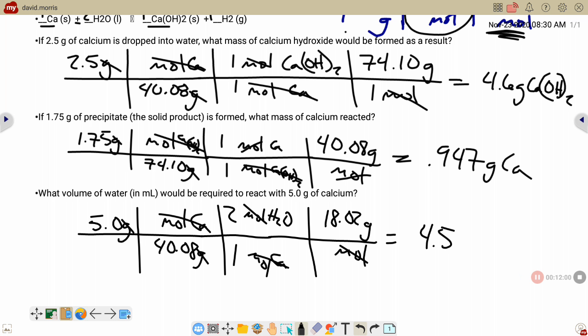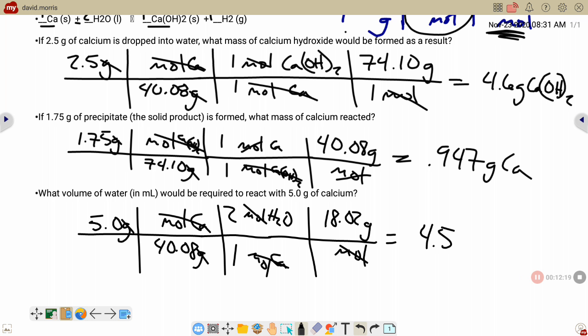Could ask for milliliters, right? So do I really have to convert it? We talked about density of water already, didn't we? We talked about density in the very first chapter, right? Density of water is exactly 1 gram per milliliter, right?